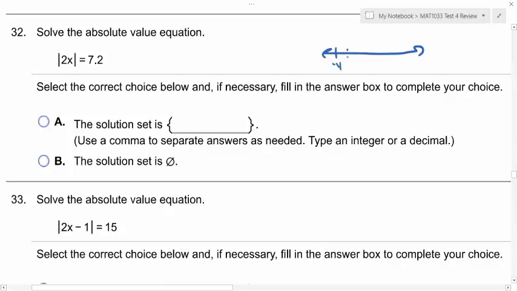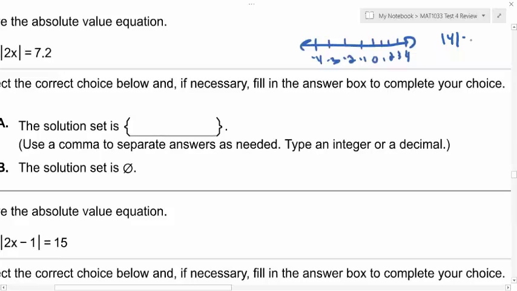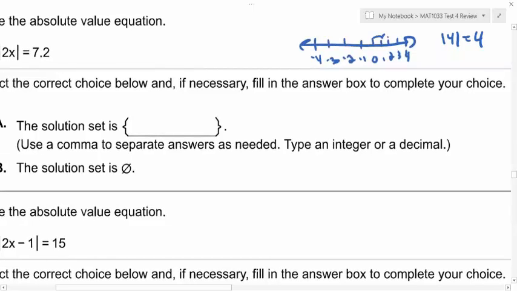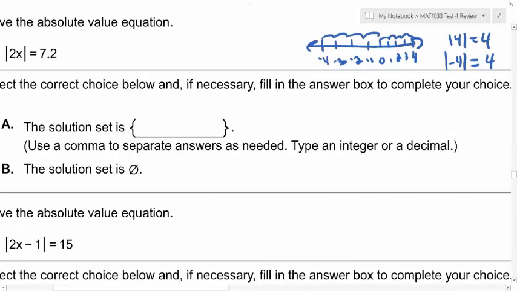I'll just draw it out real quick. -4, -3, -2, -1, 0, 1, 2, 3, 4. If we say the absolute value of 4, it's going to equal 4 because 4 is 4 hops away from 0, right? But if we say the absolute value of -4, how many hops away from 0 is -4? It's still 4, right? So when you take the absolute value, you always get a positive answer because we always say that distance is positive.